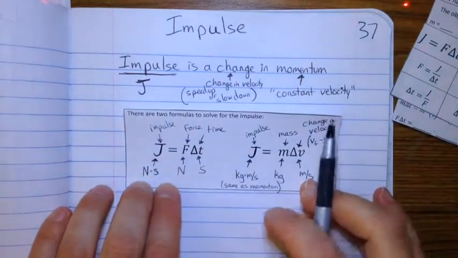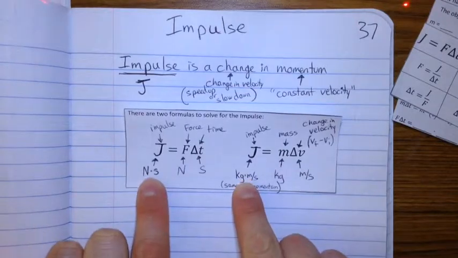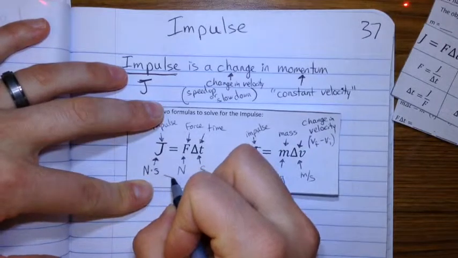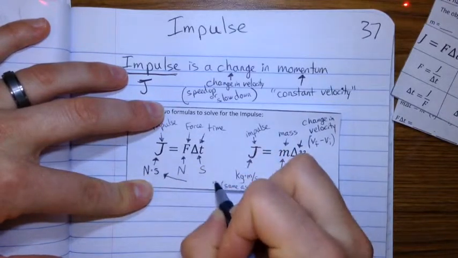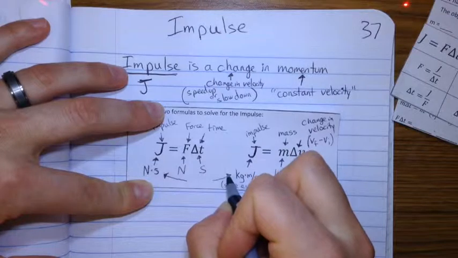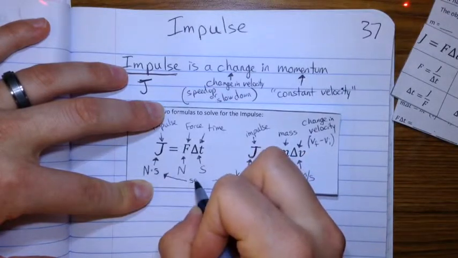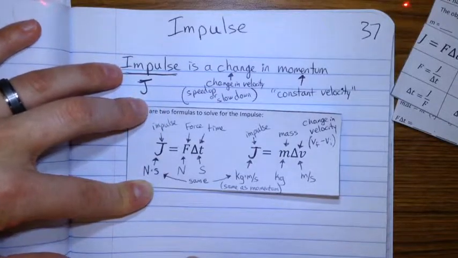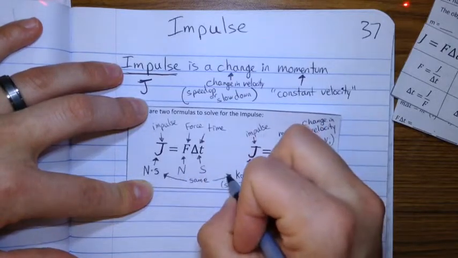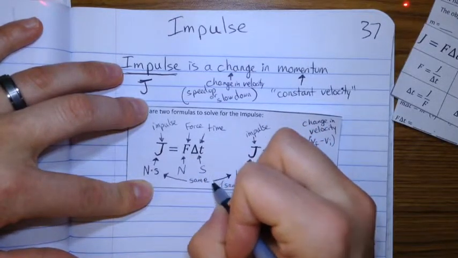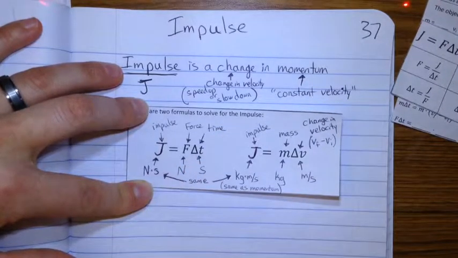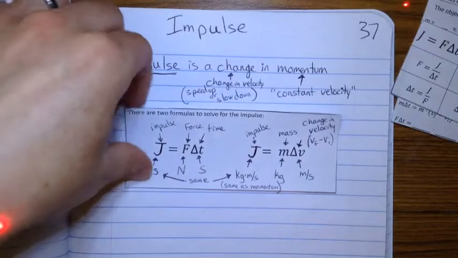Now, you should probably be going like, whoa, wait a second. What's going on here? Newton seconds and kilogram meters per second are actually the same thing. They don't look the same, but they are the same if you look at the algebra, which we'll do here in a moment. But before we do, if you have that written down, go ahead, let's glue it in right there.